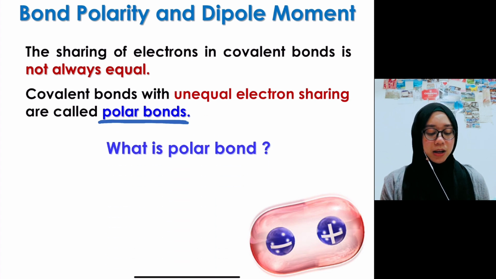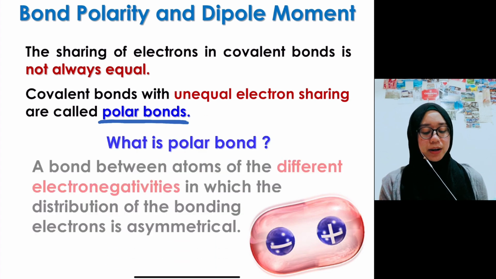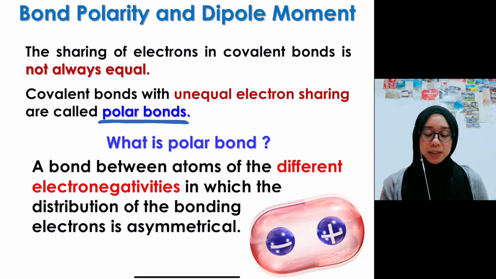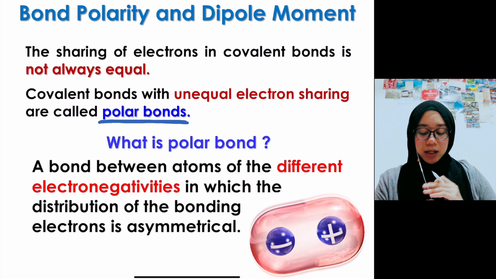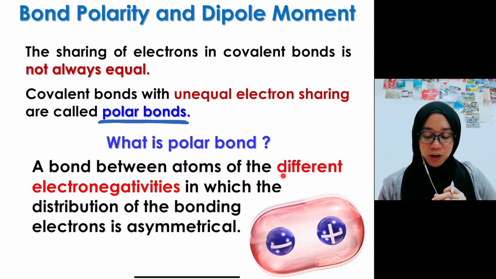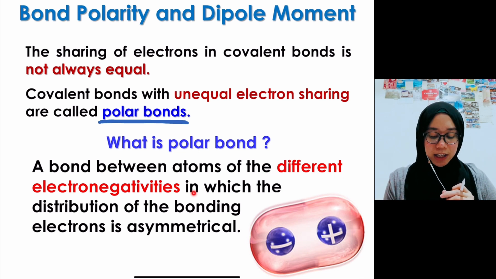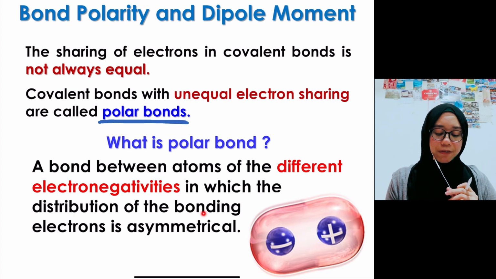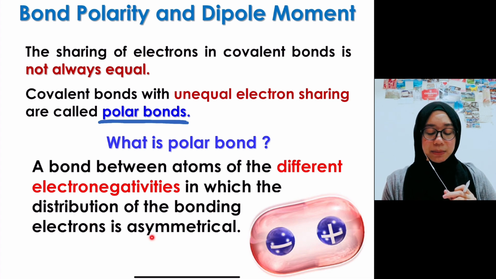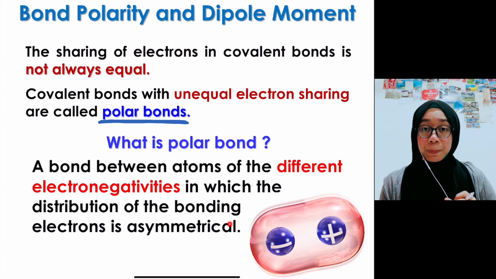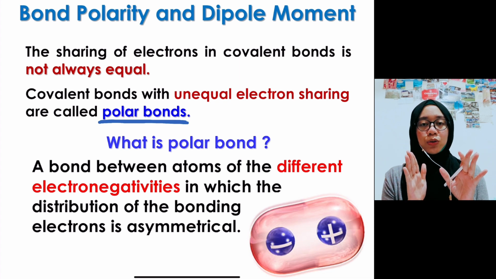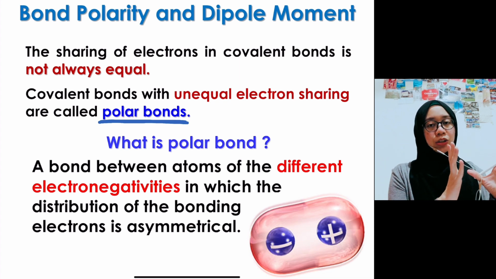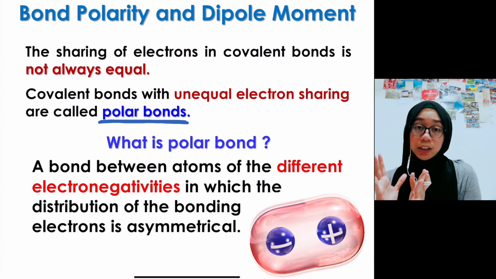Okay, so what is a polar bond? So a bond between atoms. Okay, so a bond between dua atom, bond kan mestilah between dua atoms of different electronegativity. Okay, different electronegativity in which the distribution of the bonding electrons is asymmetrical. So asymmetrical dekat sini bermaksud dia tak sama rata lah. Okay, so mungkin sharing of electron tu ada satu side yang lagi banyak elektron, ada satu side yang kurang elektron.